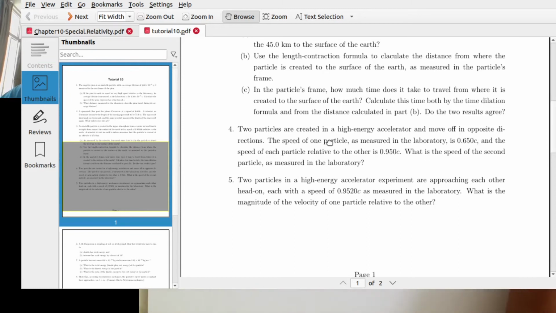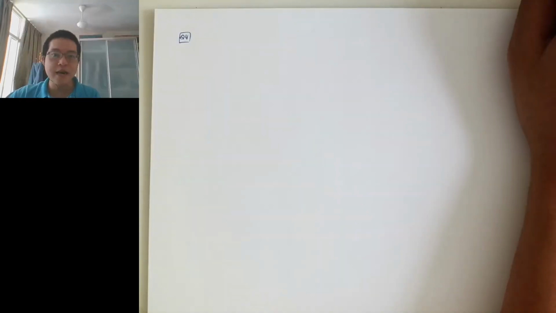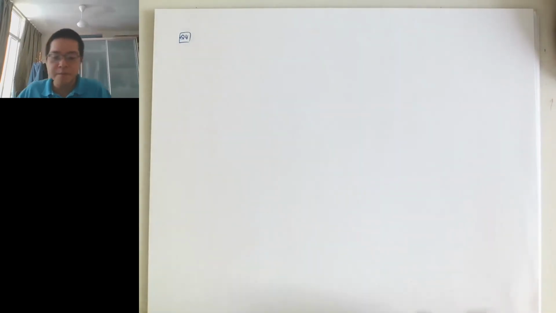Two particles are created in a high energy accelerator and move off in opposite directions. The speed of one particle measured in the lab is 0.65 c, and the speed of each particle relative to the other is 0.95 c. So we need to interpret this and identify what are my u, v, and v prime. We need to identify the speed of the second particle measured in the laboratory. It will make sense if we just assign who is Alice, who is Bob, and who is P.